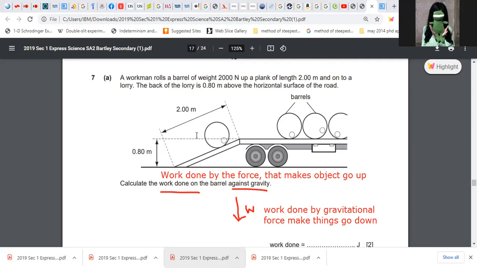The gravity makes things go down, but what is the force that makes things go up? Kinetic. No, the applied force by the workmen. Chemical. Okay, so what is the force by the workmen? Let's see, push this up. Okay, then how do you calculate?